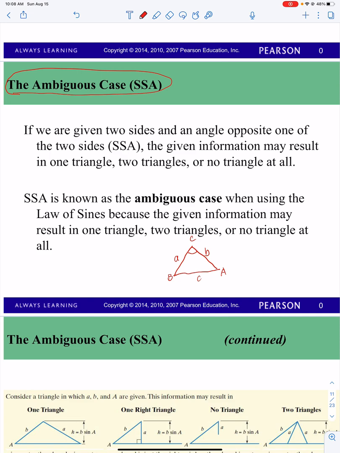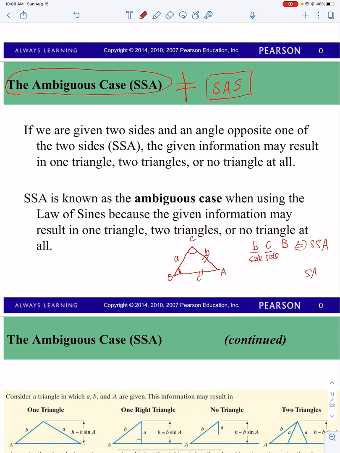So SSA, what does this really mean? You need to differentiate SSA and SAS. They are different. What means SSA? You are given one side, another side, and then an angle. You are given side b, side c, and angle B. Are you with me? So this is what SSA means.